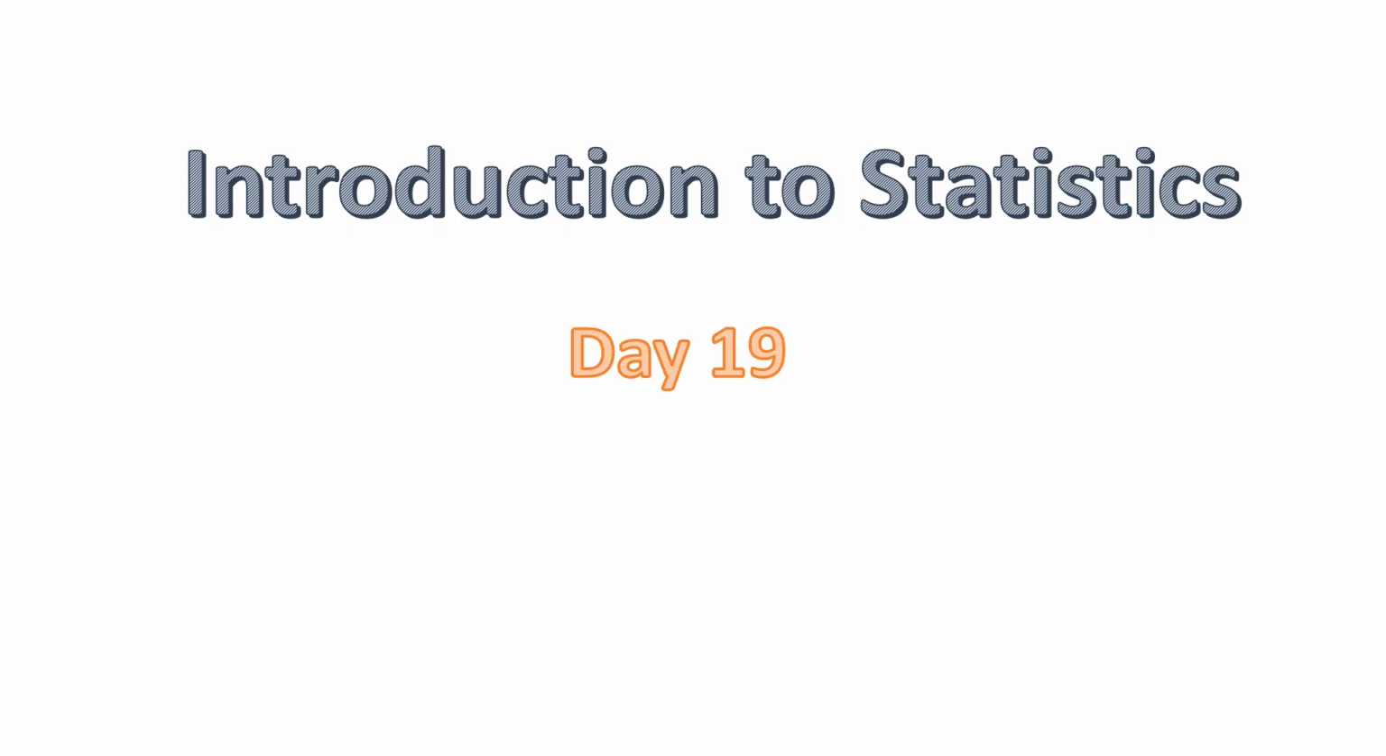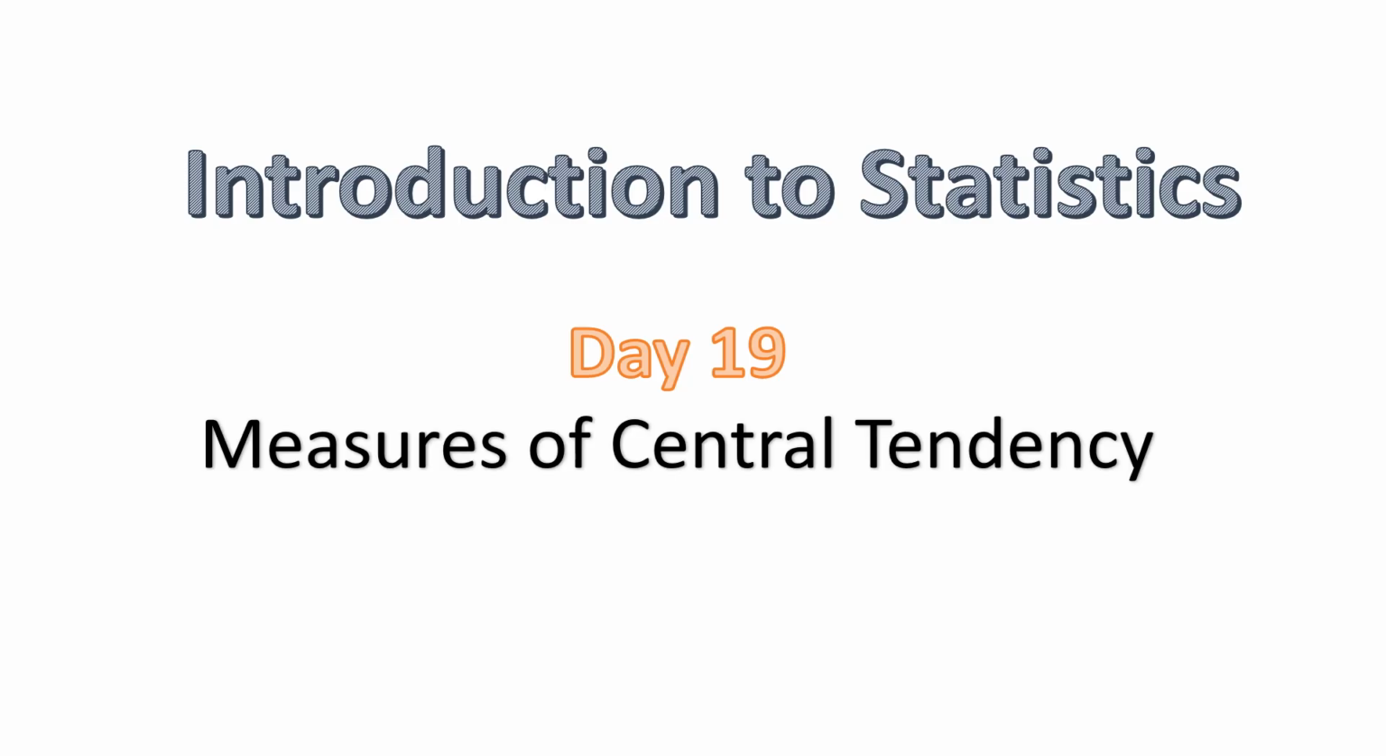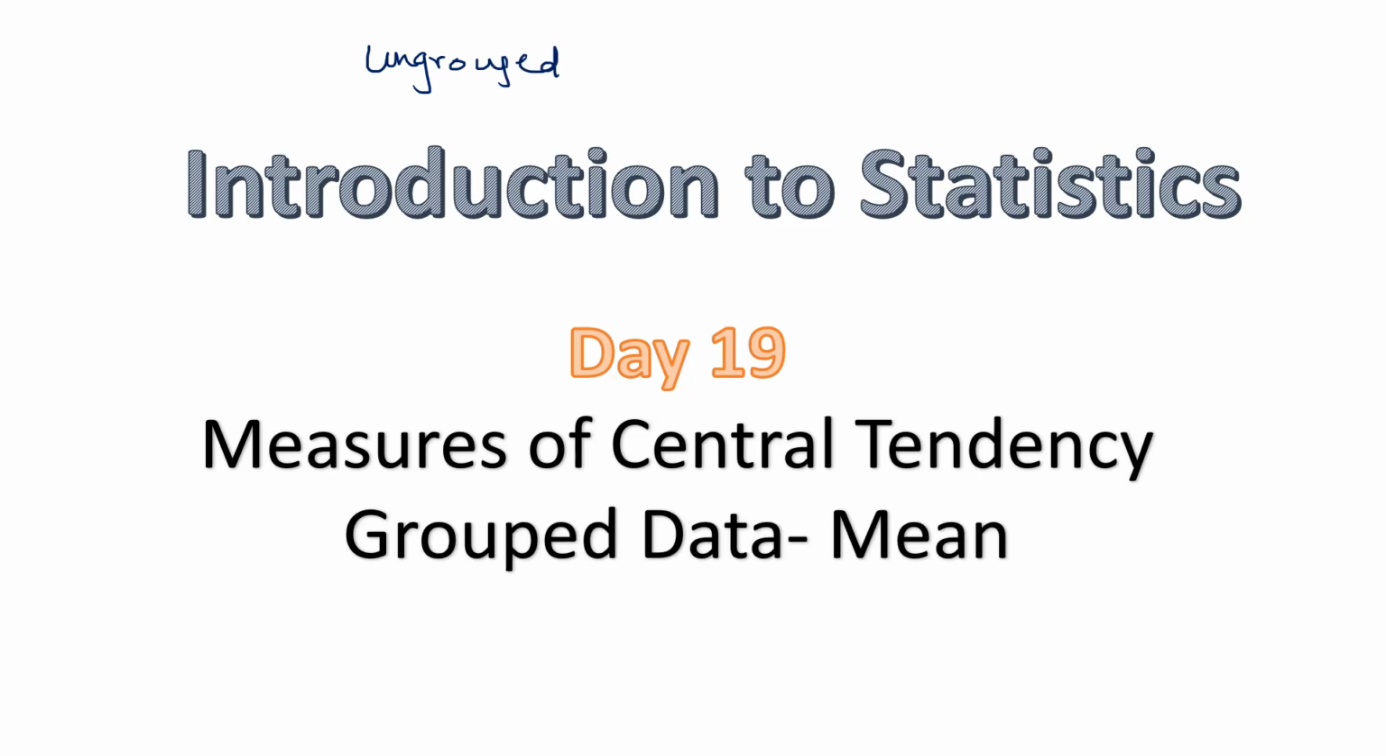Till so far we discussed the measures of central tendency for ungrouped data, right. So here in this session we will be focusing on the grouped data. We know already there are three measures of central tendency: mean, median and mode. We found mean, median, mode for the ungrouped data. So here in this session number 19 we will be focusing on finding the mean for the grouped data.